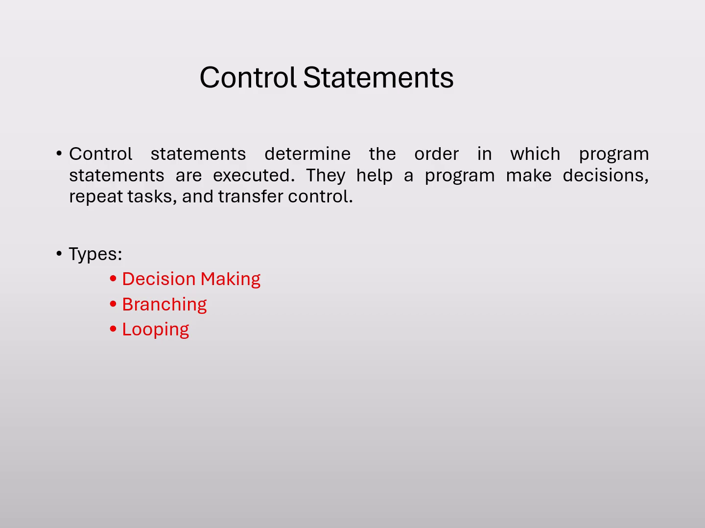So what are control statements? Control statements determine the order in which the program is executed. These statements help the program to make decisions, repeat the code, and transfer the control from one place to another. There are three types of control statements: first decision making, second branching, third looping.